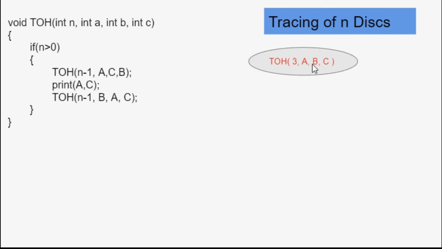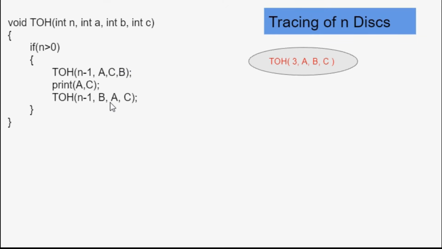Why have I written A, B, C? Why am I not taking that as a fixed parameter? Because every time your auxiliary tower is changing. See, here first of all, the auxiliary tower was the B tower. Now in this parameter, it is the C tower that is acting as an auxiliary tower.